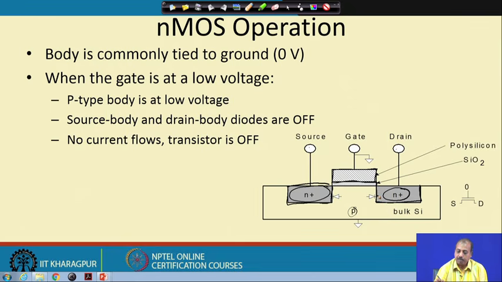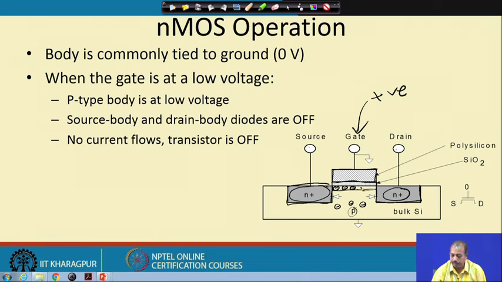However, if you apply some positive voltage to the gate, then what will happen? Electrons that are there in this p type substrate will be drawn towards this region. So, you have the electrons coming here.